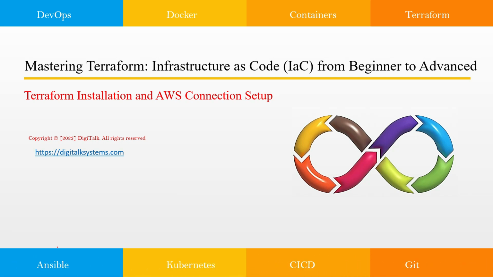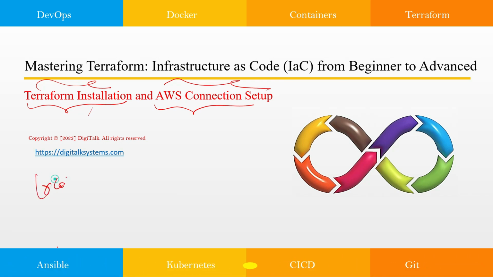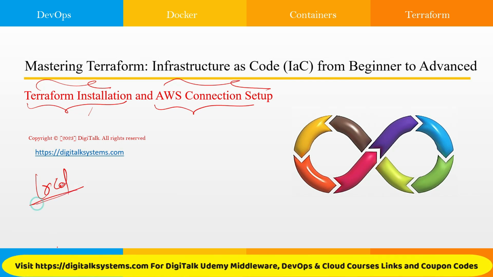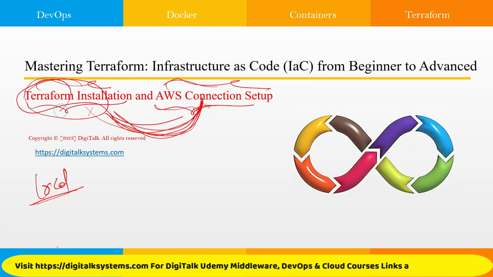So in this session, we are going to learn first how to install Terraform, and second, AWS connection setup. Our lab exercises are mostly going to be on the AWS cloud. So the first part is installation of Terraform. You can install Terraform on any machine, it could be your local laptop or Windows machine where you are working, and from that machine you can create the AWS resources. Because Terraform has to create resources in the AWS cloud, we need to set up the connection between Terraform and AWS.